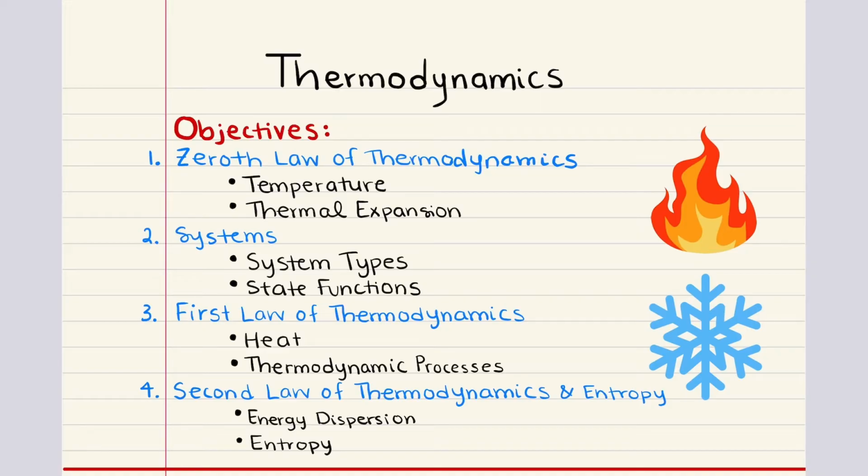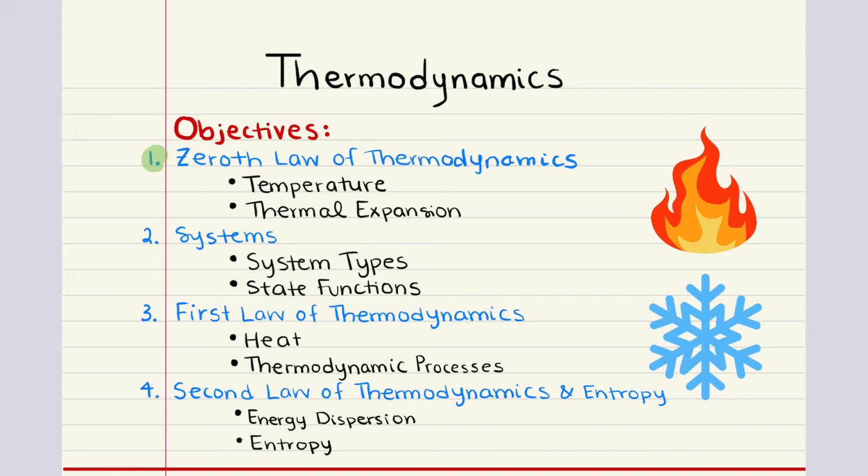Today we're going to be covering Chapter 3 for our MCAT Physics and Math playlist, and this chapter is titled Thermodynamics. Here we're going to cover 4 main objectives. First, we're going to begin by going over the zeroth law of thermodynamics. In discussing this law, we're also going to dive into the concept of temperature, and we're going to learn how to convert between 3 temperature scales: Celsius, Fahrenheit, and Kelvin.